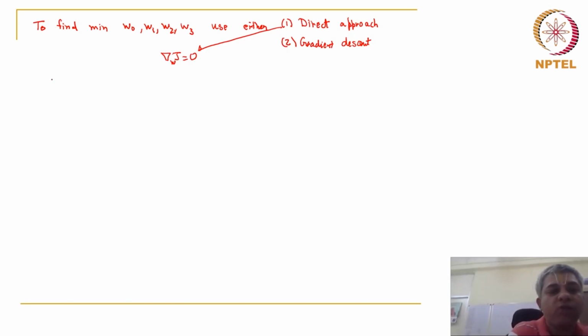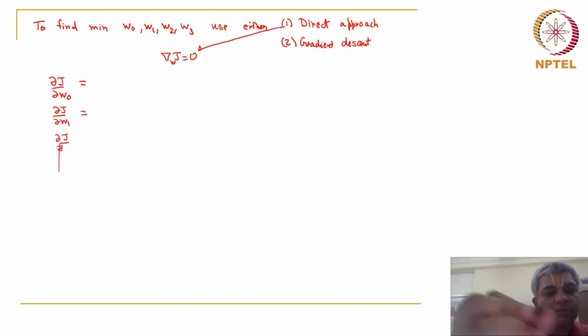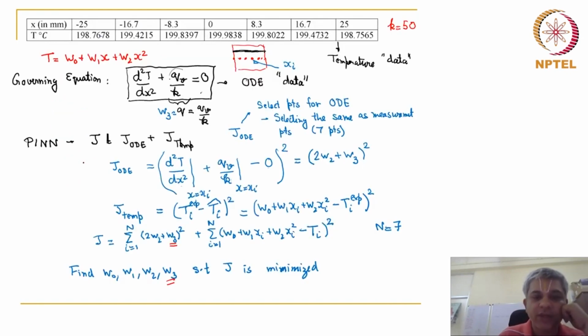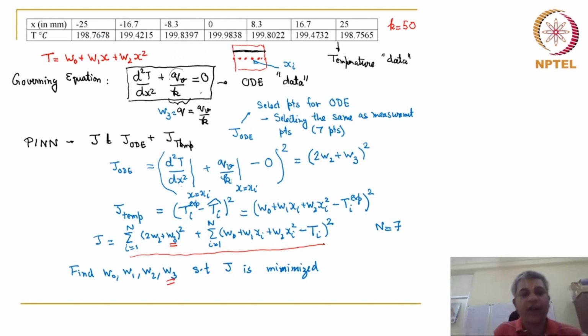So can somebody tell me what del J del w0 is? Can somebody tell me this? Del J del w0? You can look at the equation here. If you wish, we can write this again.